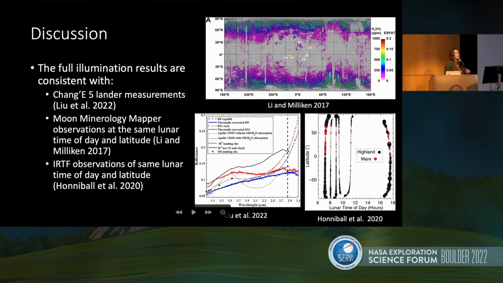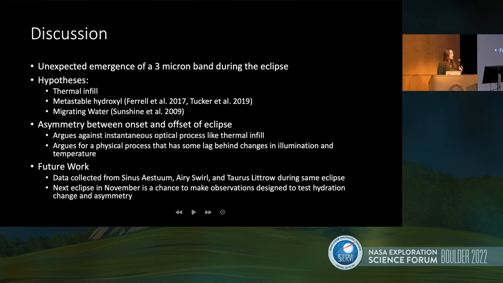To bring it all together, the full illumination results are pretty consistent with other measurements. The Chang'e 5 lander took measurements at the site, there are Moon Mineralogy Mapper observations from Li and Milliken 2017, and our own IRTF observations of similar lunar time of day and latitude. So that makes sense. What is unexpected is the emergence of a 3 micron band during the eclipse. The band that we measured at 45% illumination was about a 4% band. So that's a pretty significant development throughout the eclipse.